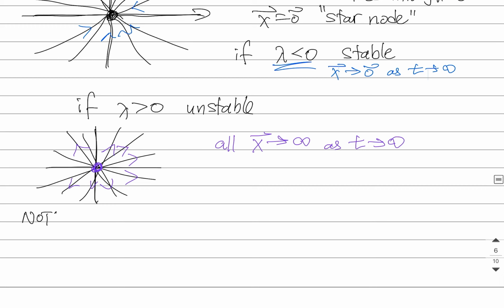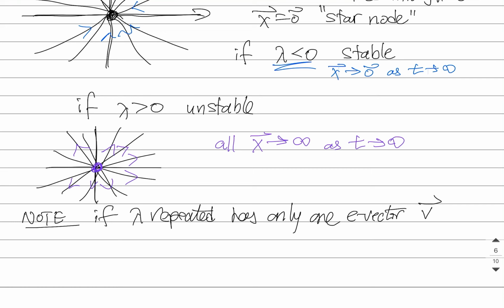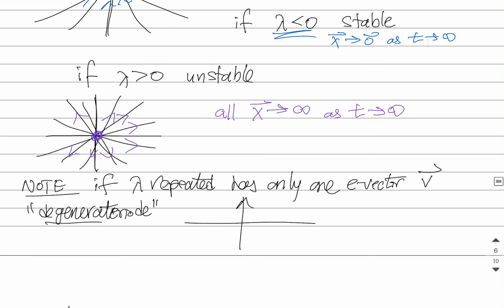Now, just as a little note, if the repeated lambda has only one eigenvector that we're going to call v, you get what's called a degenerate node. Now, without proof, a degenerate node basically says you've got something missing. And if this is the eigenvector, a degenerate node will lead to trajectories that kind of hover around that line. Eventually, they will start parallel or end parallel to that line.